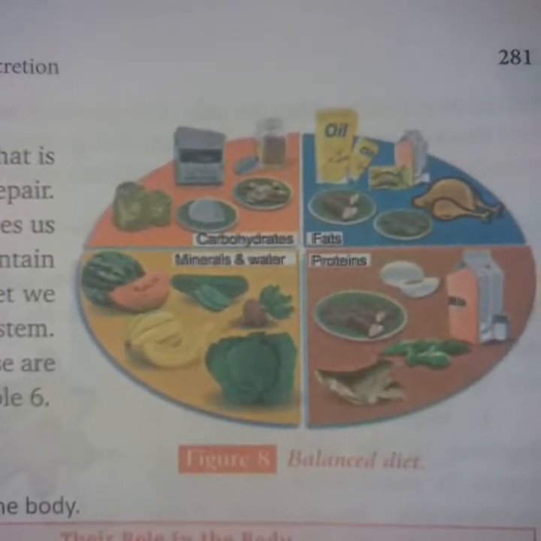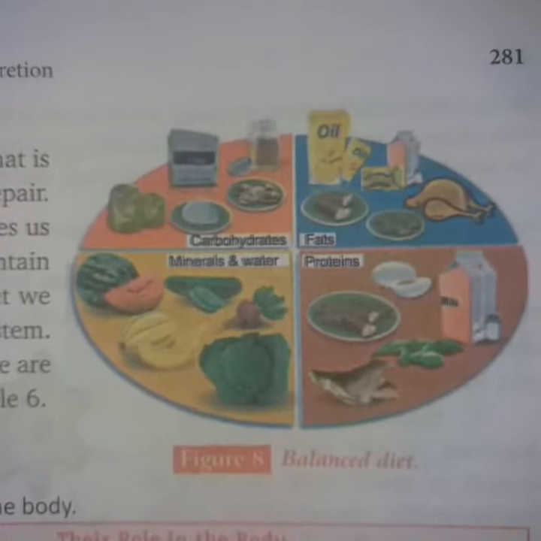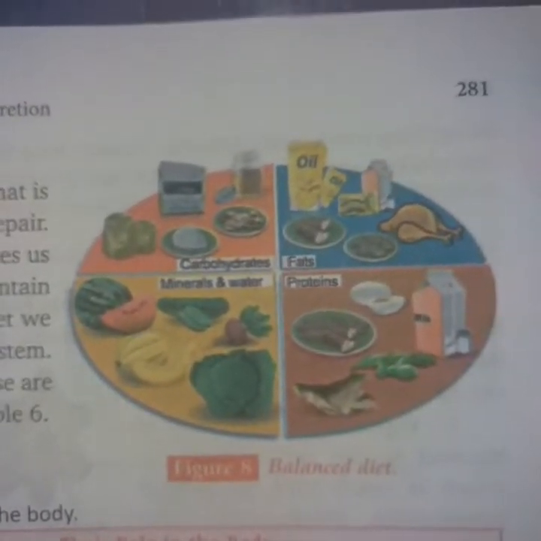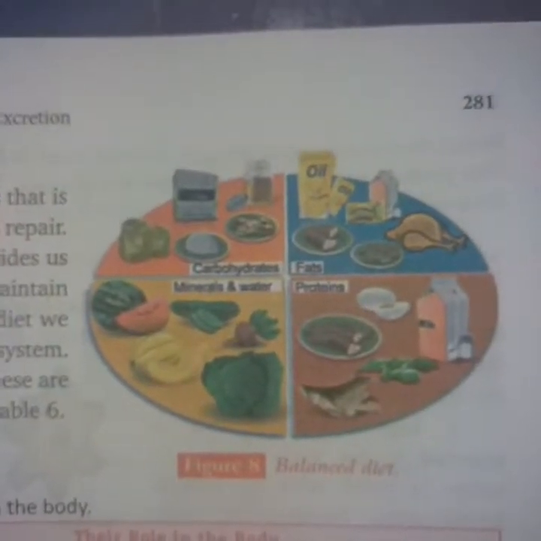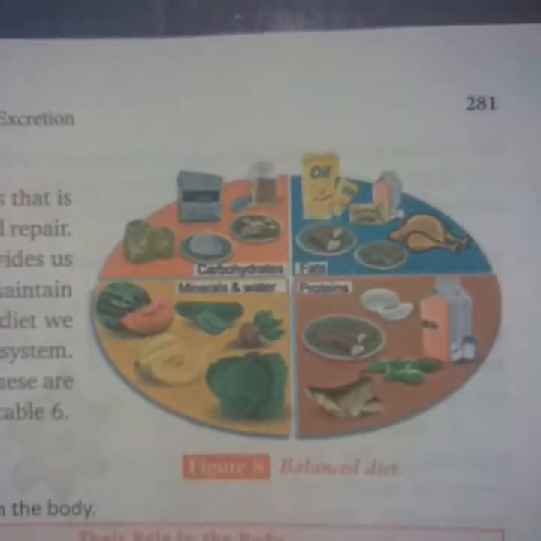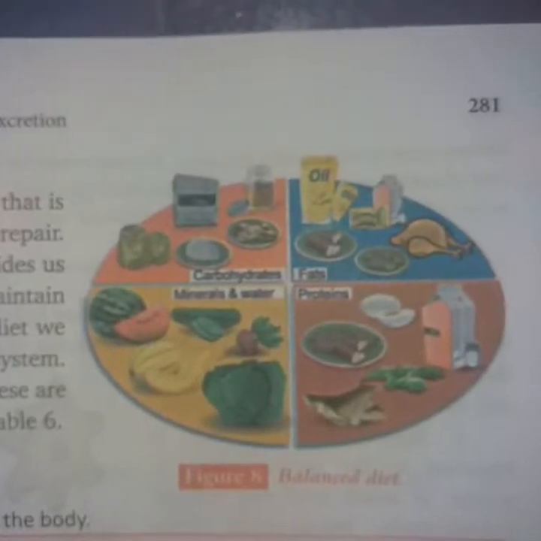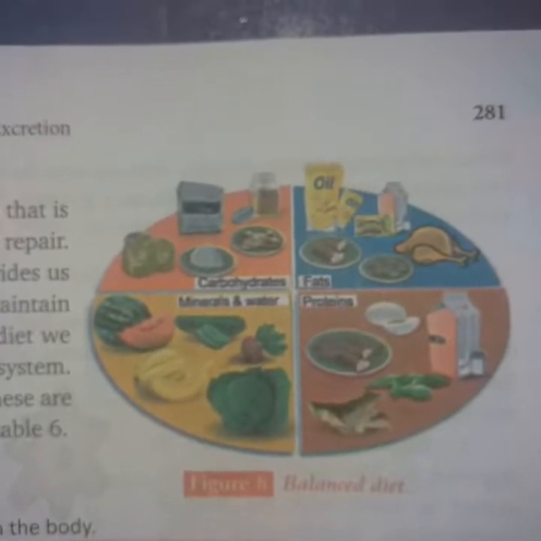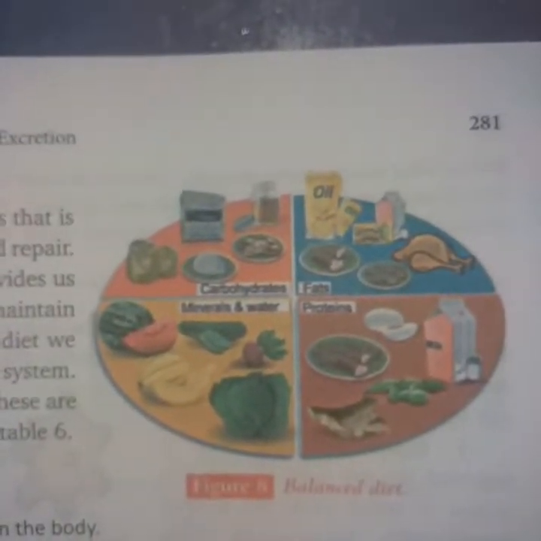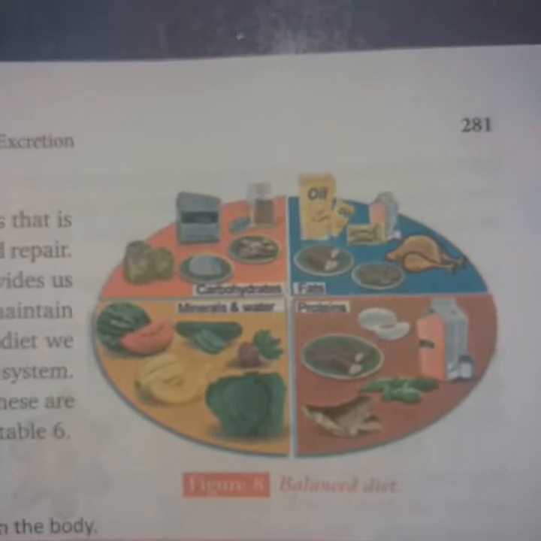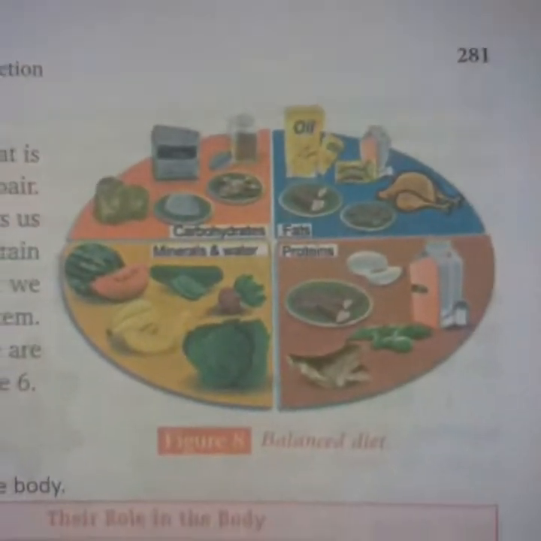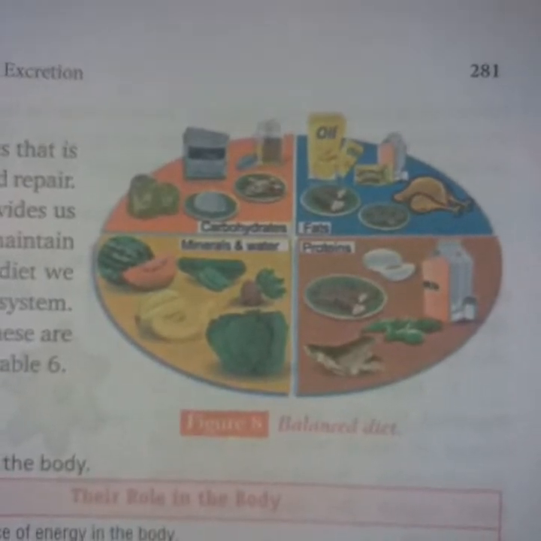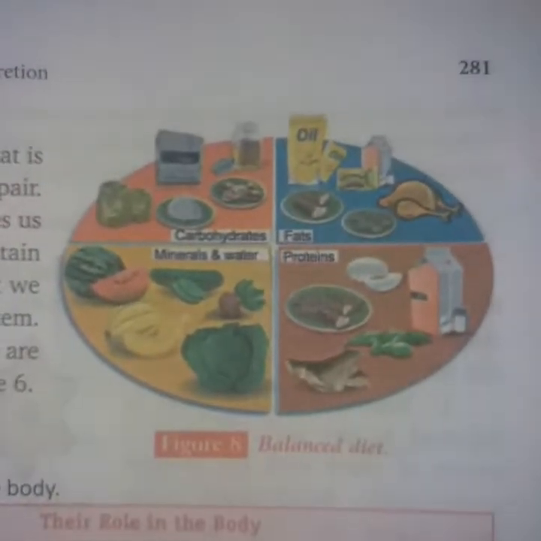Next are minerals. They regulate many biological activities and perform important functions, such as calcium is important for bones and teeth, and Fe for the formation of hemoglobin. These are the minerals which are provided to us by green vegetables and fruits.